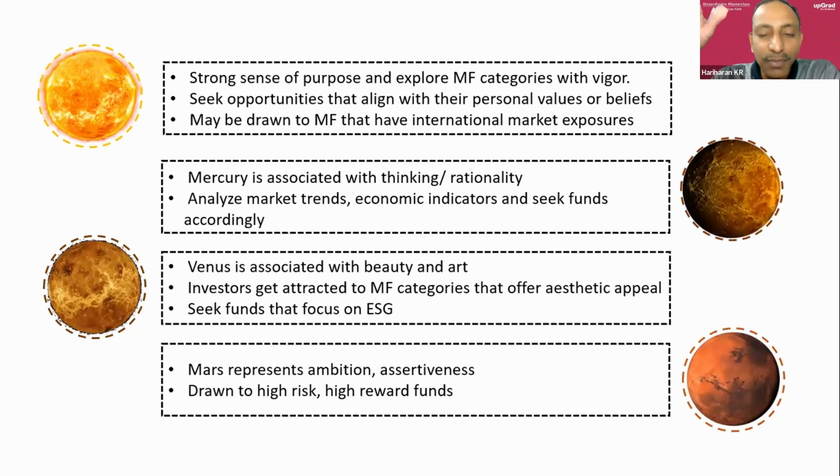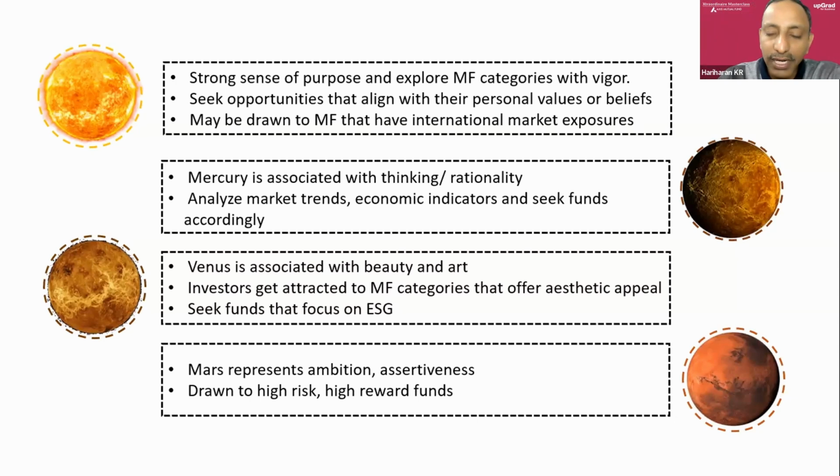On the other hand, if you've got Mercury in the 9th house, Mercury is associated with thinking and rationality. These are people who will do a lot of analysis. They will analyze market trends. They will analyze various economic parameters, and they will seek funds accordingly.